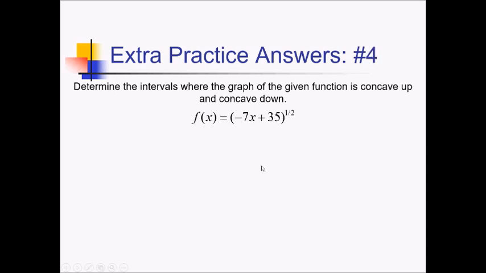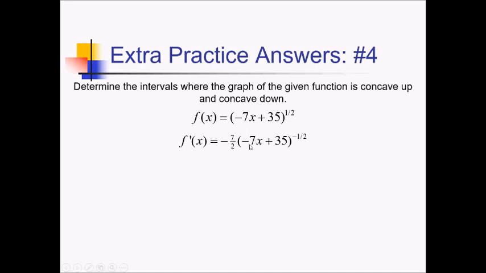For this problem, I want to know about the concavity of this function on various intervals. So let me start by taking two derivatives of this, because I need the second derivative to answer that question. First derivative, we're going to use a chain rule. This is going to be 1/2 times all of this stuff to the -1/2 times a tail of -7. So that's going to end up being -7/2 times all this to the -1/2. Now, one more derivative. We're going to have -1/2 times -7/2, times another tail of -7.